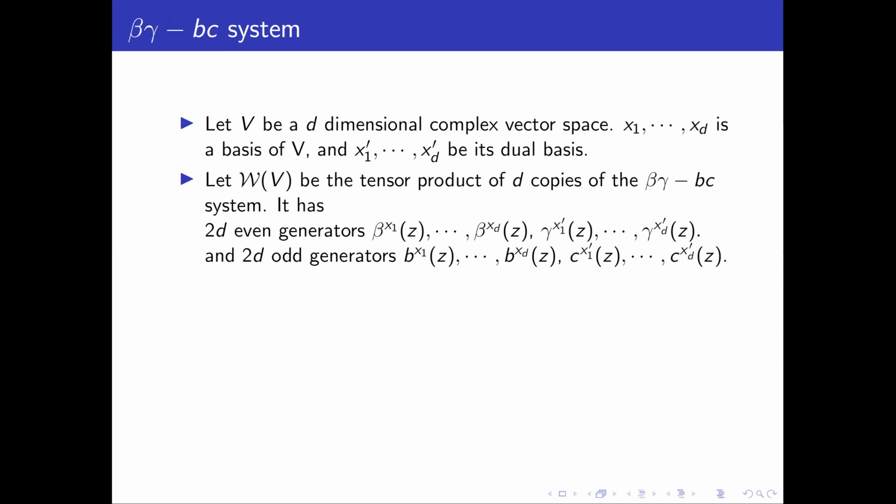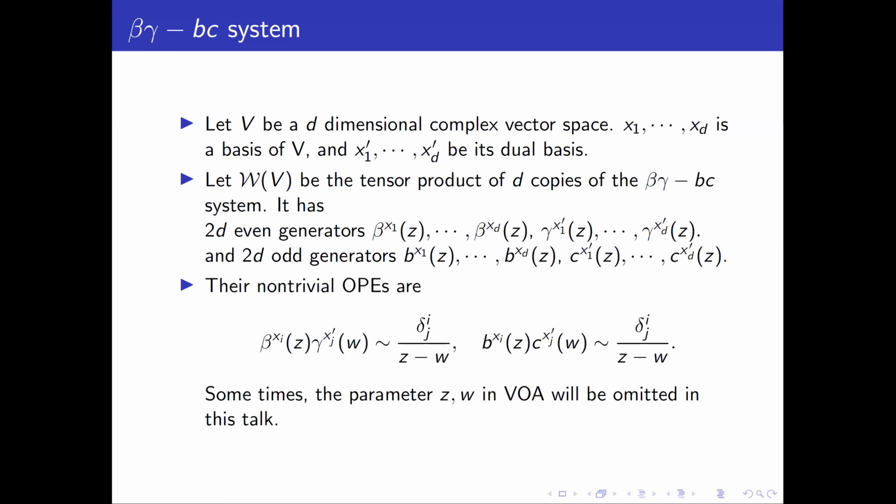W_V is the tensor product of d copies of the beta gamma bc system. So it has 2d even generators, beta and gamma, and 2d odd generators, b's and c's. Their non-trivial OPEs are the following. So these are just free fields.